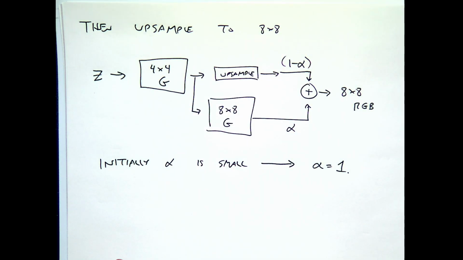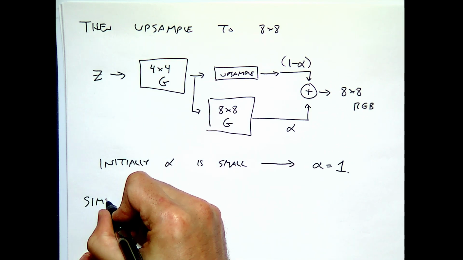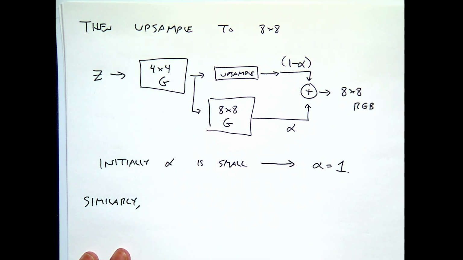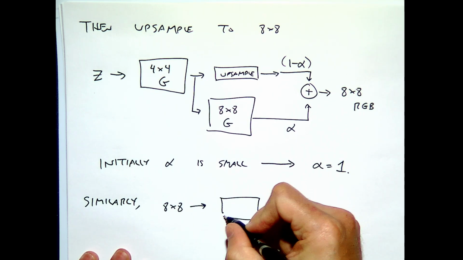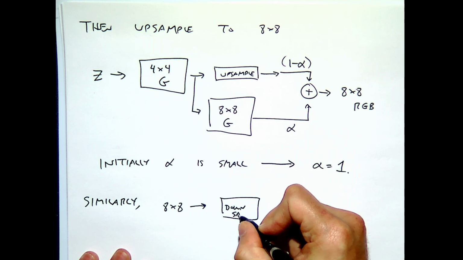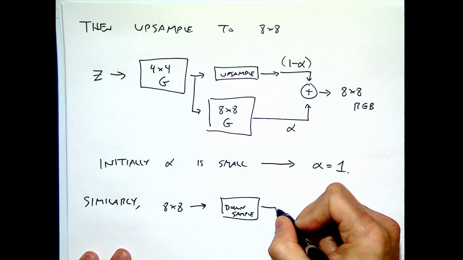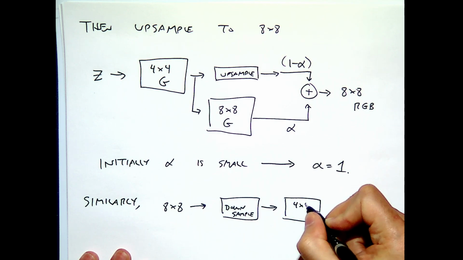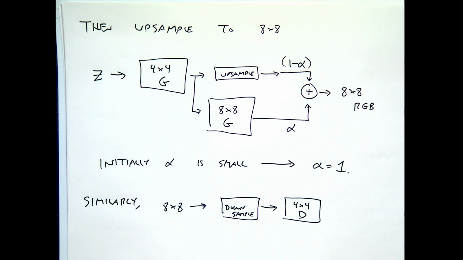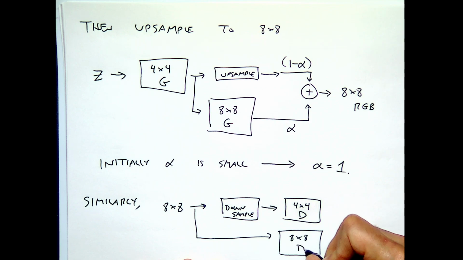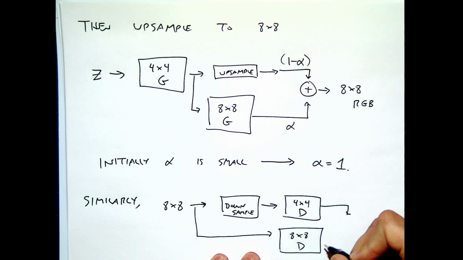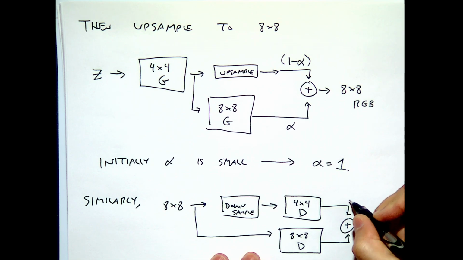In the same way, the discriminator works in a similar way. I have an 8x8 image. I could downsample that image to get a 4x4 image, and I could put that through my 4x4 discriminator that I already learned, which can make a decision. Or I could put it through an 8x8 discriminator. And again, I am training these things simultaneously.